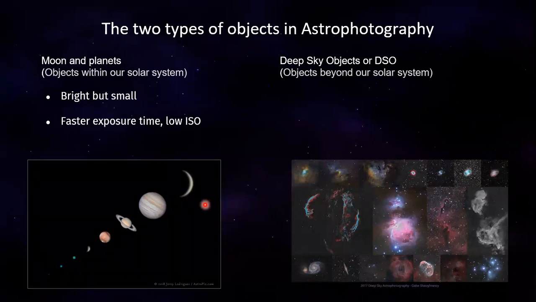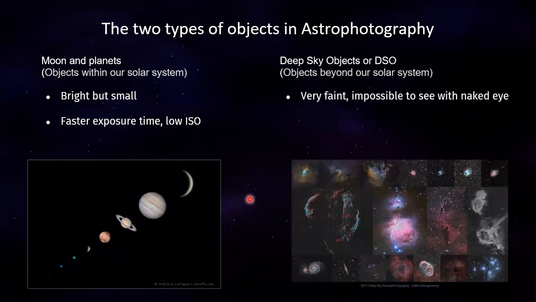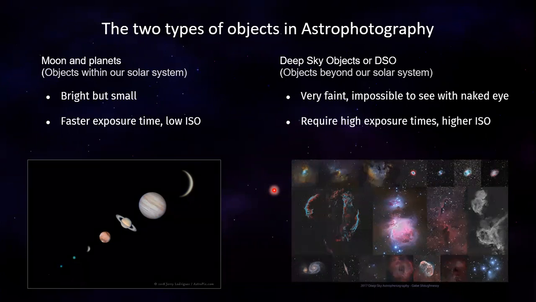Now the planets require a faster exposure time and a low ISO to capture. But the deep sky objects are very faint and impossible to see with the naked eye. Now, why is that the case? It is because they are very far away, sometimes even millions of light years or thousands of light years away, and these are diffused objects, so the light is not very strong. So to properly capture these objects, we require long exposure times and a higher ISO.